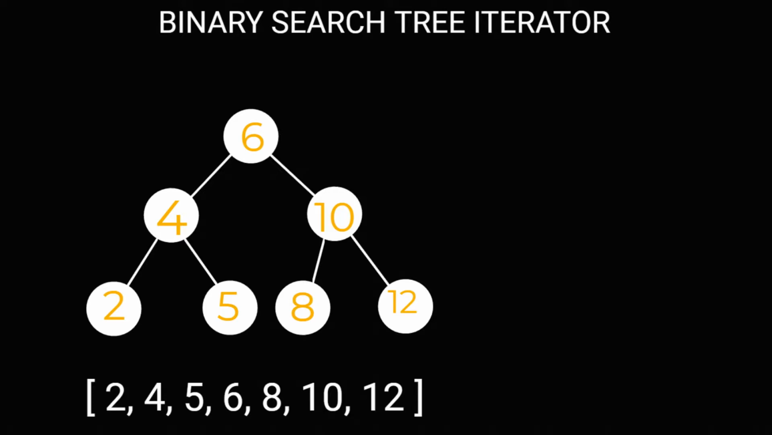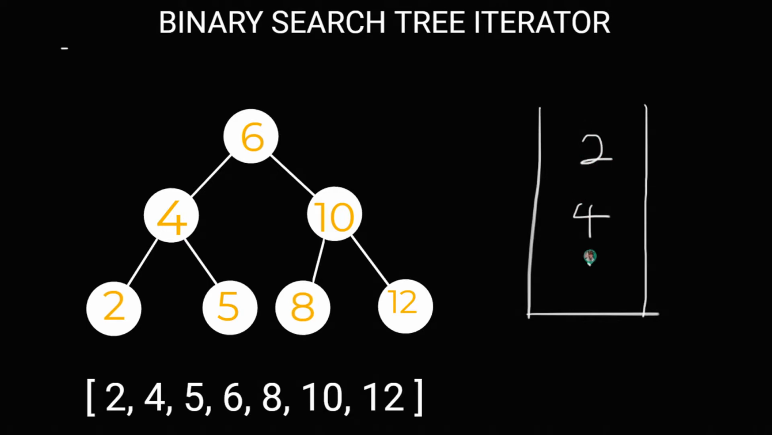So what do I mean by that? Say for instance, this is our stack, and just assume for now that we have the values 2, 4, and 5 in the stack. When we pop 2 out of the stack, the next smallest value in the stack would be 4. So when we pop 4 out of the stack, the next smallest value would be 5. So that's it. That's a simple example.